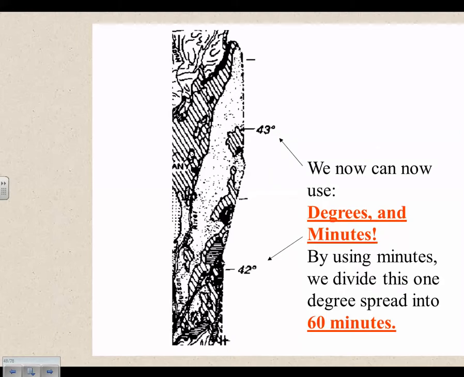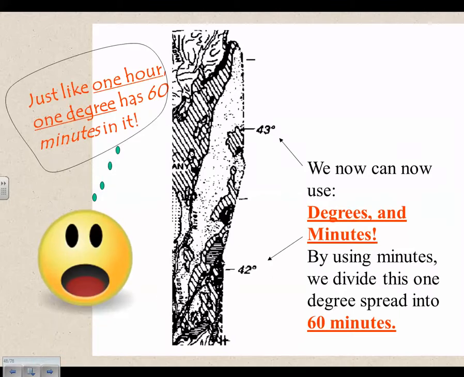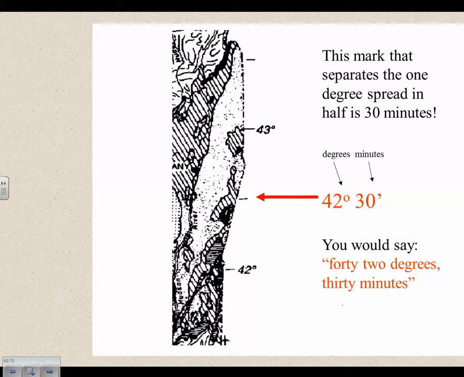So we can spread this into 60 imaginary minutes. Just like 1 hour, 1 degree has 60 minutes in it. The mark that separates the 1 degree spread is half. That's 30 minutes. And it is written like this: 42 degrees, 30, which is half of 60, halfway up right there. There's your 30 right there. Minutes has a sign that looks like an apostrophe. And you would say 42 degrees, 30 minutes north.